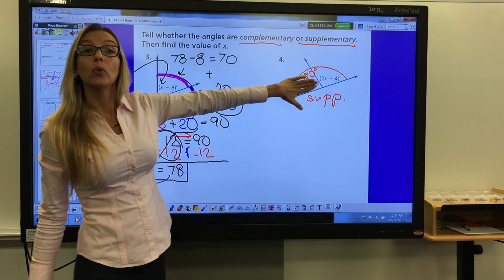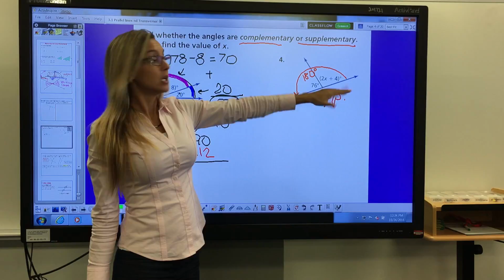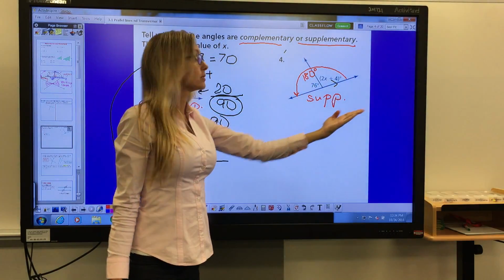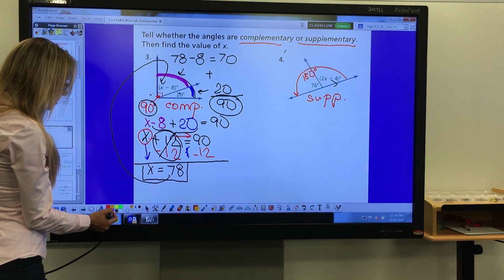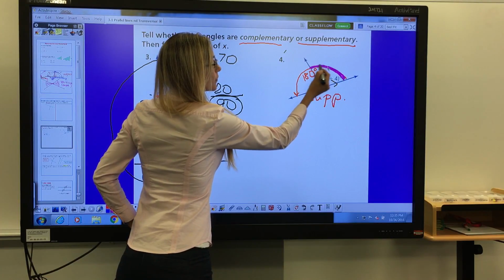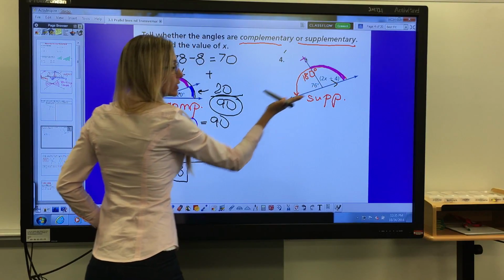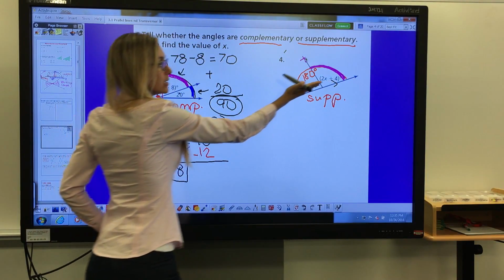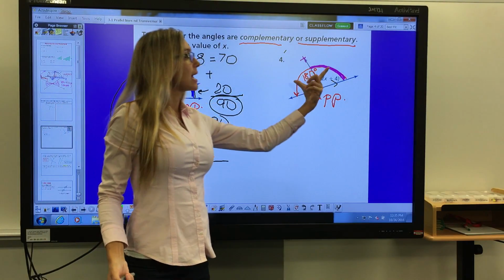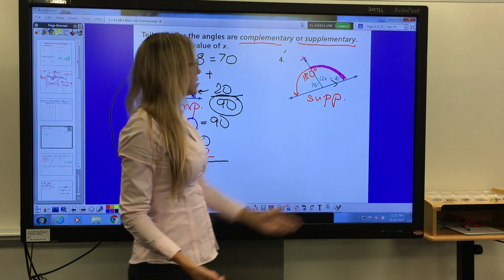Let's look at problem number 4. We already figured out that it is a supplementary angle. It's giving me a straight line, and a straight line is 180 degrees. That means if I add those two angles up in there, this angle with the red angle, the sum of them is giving me 180 degrees, a straight line. So to find x means add them up and make it equal to 180 degrees. Let's do that.